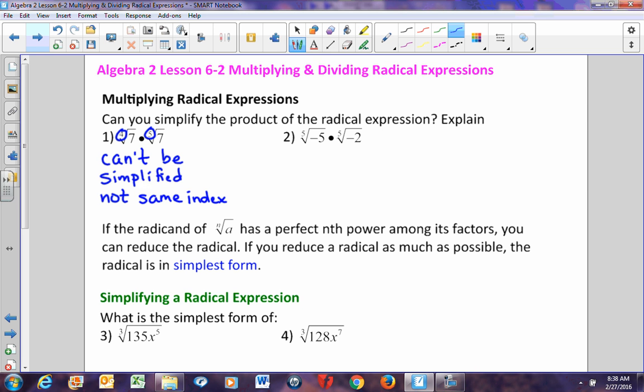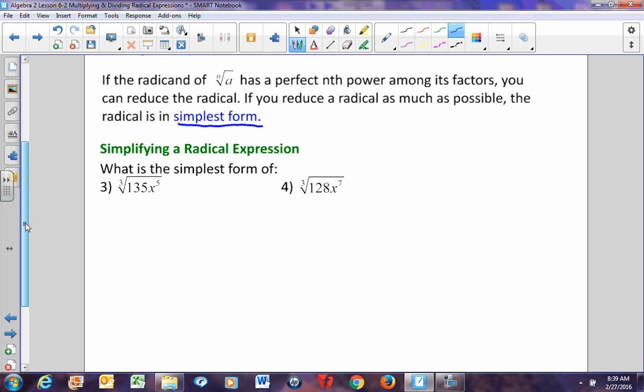How about, can I simplify the 5th root of -5 and the 5th root of -2? Yes, I can, because they both have 5th roots. So I can simplify this to the 5th root of 10, because -5 times -2 is positive 10. If the radicand of the nth root of a has a perfect nth power among its factors, you can reduce the radical. If you reduce a radical as much as possible, the radical is said to be in simplest form. This is really important because if they ask you to simplify something in simplest form, it has to go down as far as it possibly can.